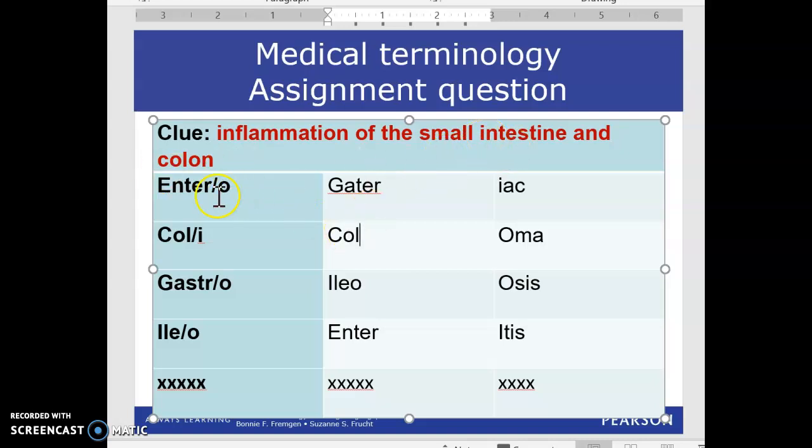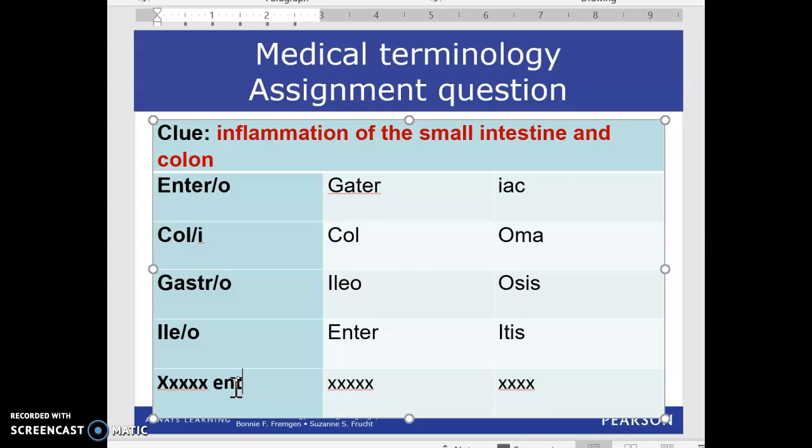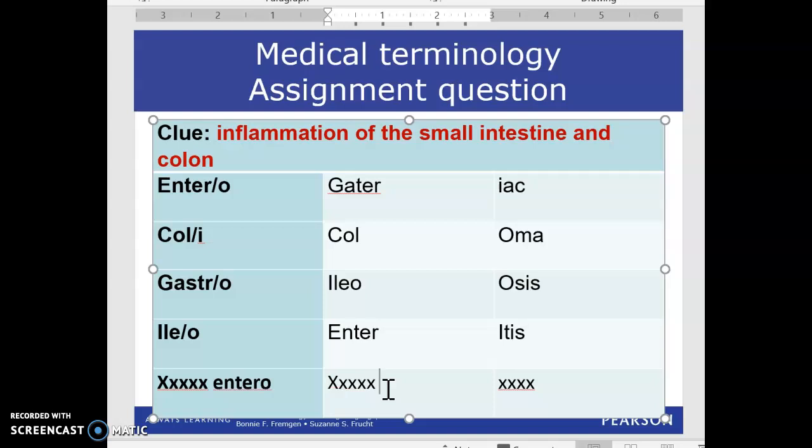So we choose small intestine and colon. So small intestine is entero. Colon is col, C-O-L, and itis is inflammation. So I'm going to write down entero here, and then C-O-L here for colon, and itis here for inflammation.